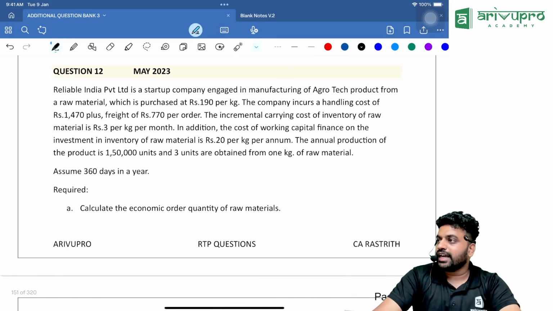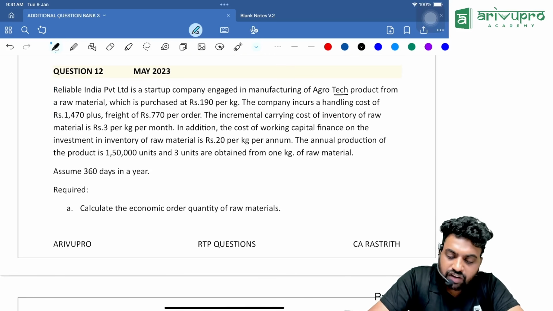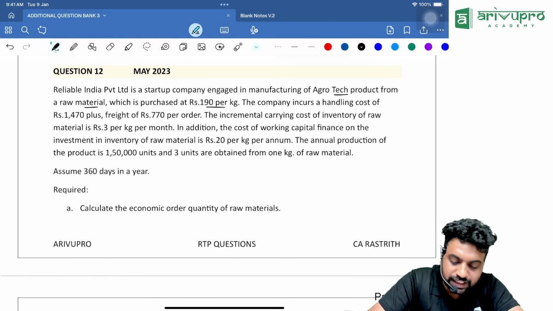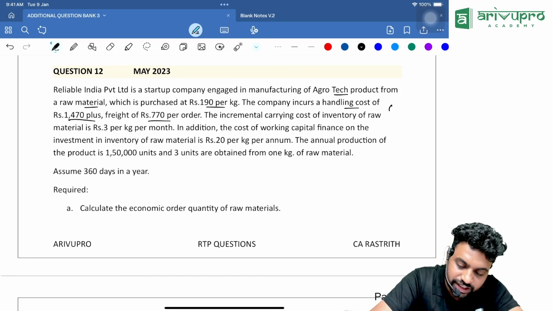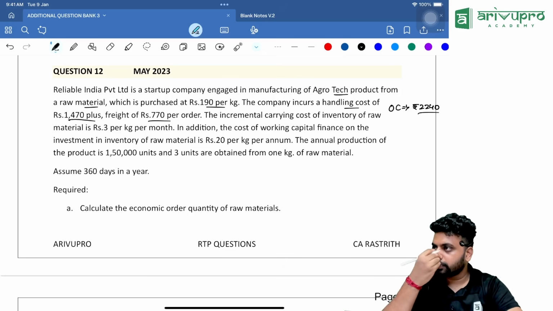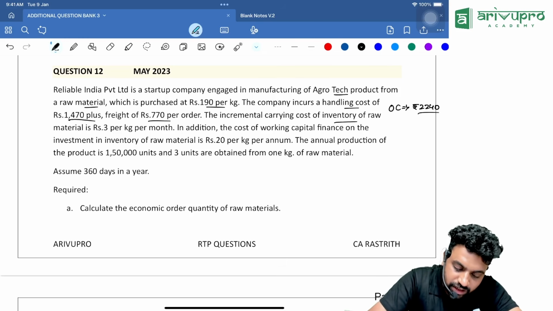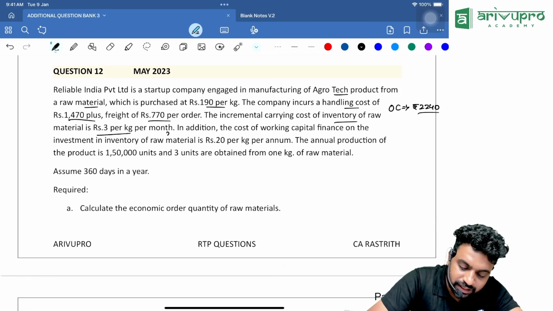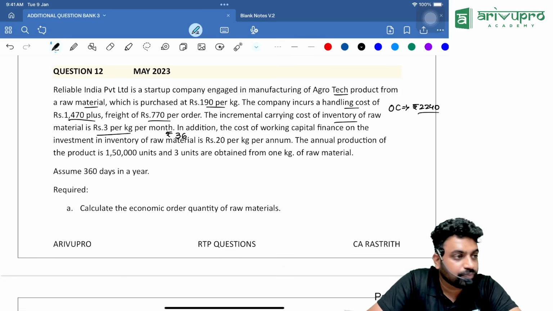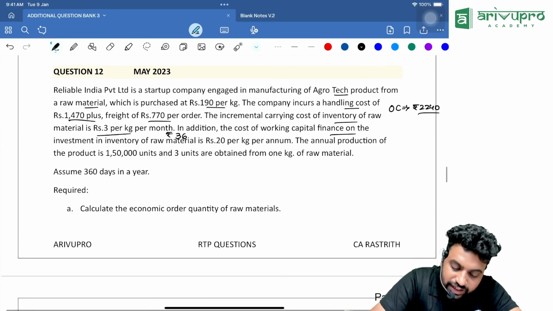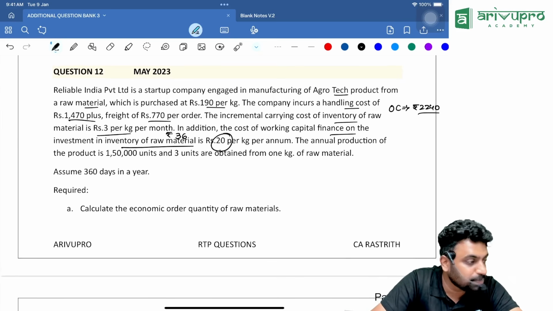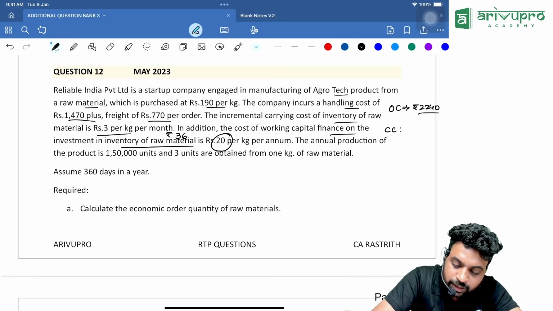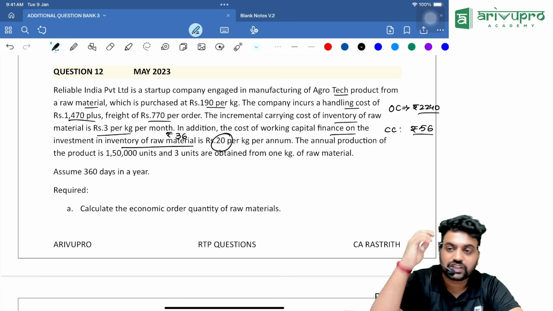Reliable India Private Limited is a startup company engaged in manufacturing of agrotech product from a raw material which is purchased at 190 per kg. The company incurs a handling cost of 1470, freight of 770 per order. Moral of the story, ordering cost is 2,240 per order. The incremental carrying cost of inventory of raw material is rupees 3 per month, which means 36 per annum. In addition, the cost of working capital finance on investment is rupees 20 per kg per annum, which means my carrying cost per unit per annum is rupees 56, not 36.